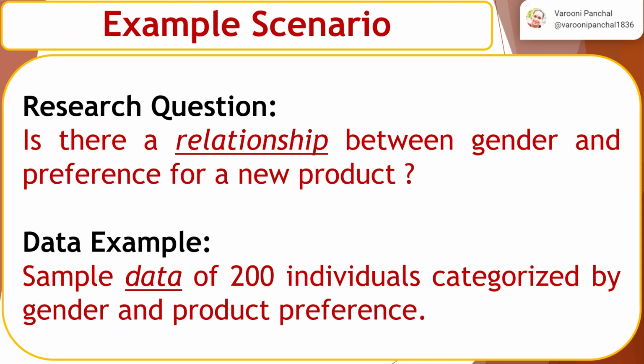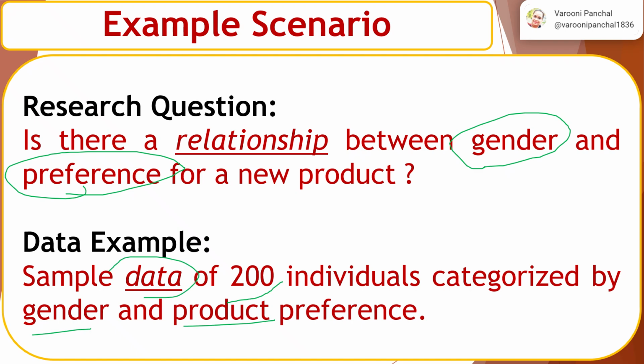Example scenario. The research question: is there any relationship between gender, male or female, and preference for a specific new product? Say, for example, I have data of 200 individuals categorized by gender and product preference. This is my sample data.